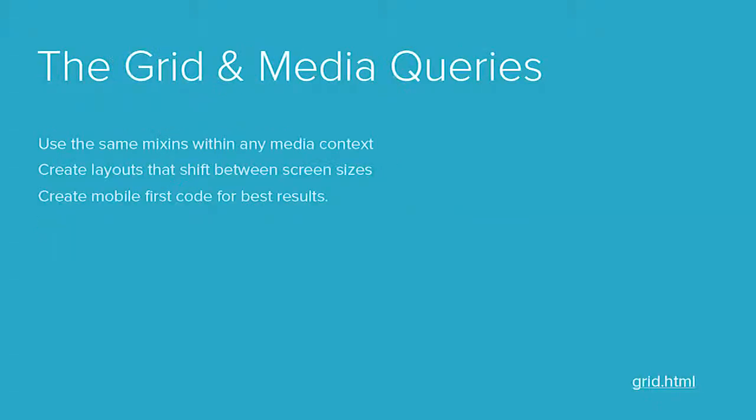Media queries. We can use media queries to change how the grid behaves between different screen sizes. We'll be using the same mixins within any media context. It doesn't matter. But we can create layouts that shift between different screen sizes. And since we're using mixins here, you don't actually have to make your media queries mobile first because we're writing our own. But since Foundation is built in the spirit of mobile first, we definitely recommend starting small and then expanding out for the best results.